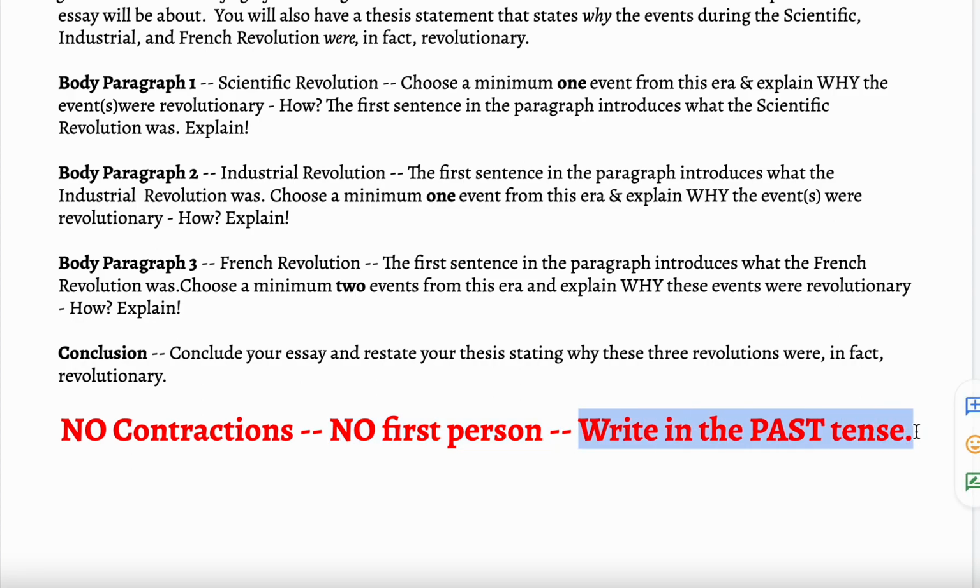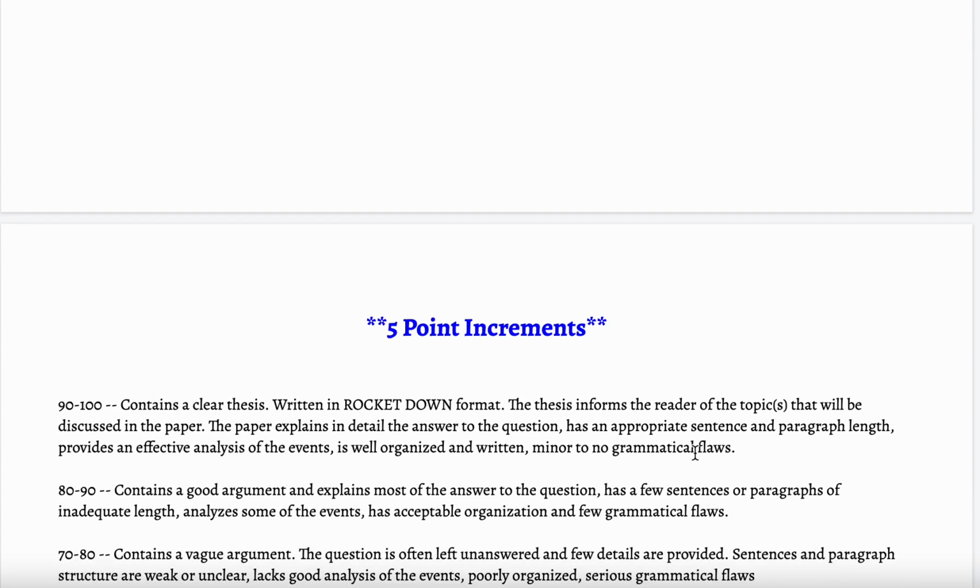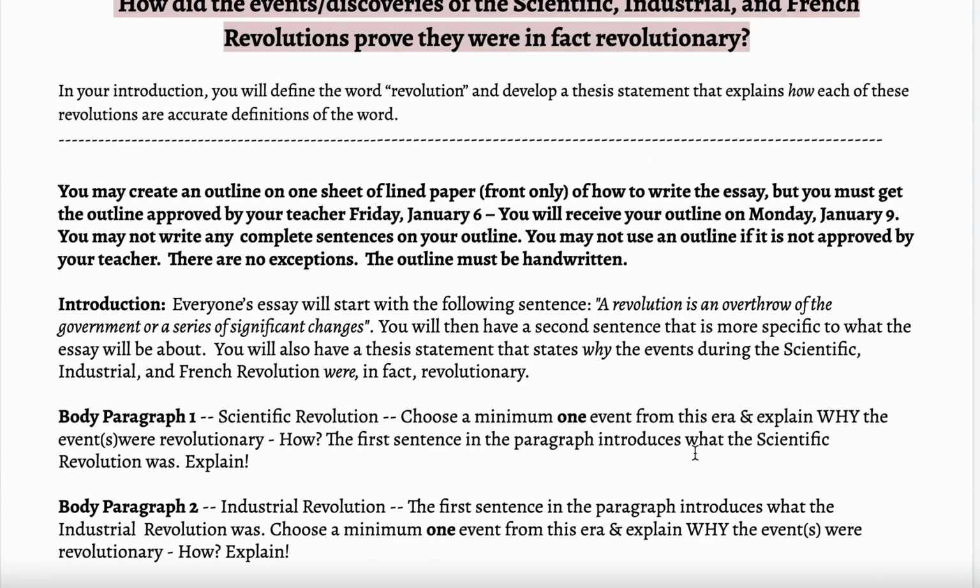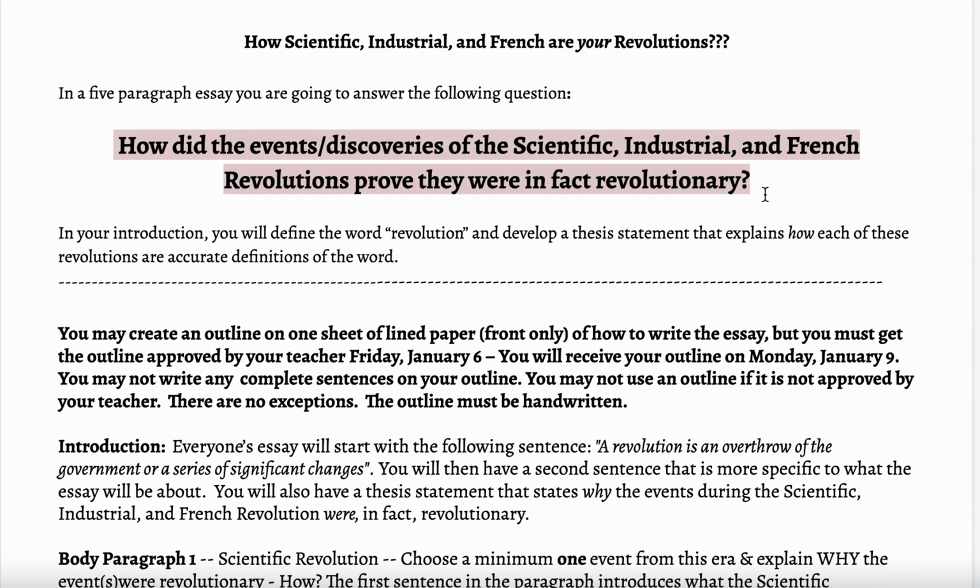This stuff happened. The scientific revolution isn't still happening. They're all dead. The French Revolution is not still going on. They overthrew the government and the king and queen are dead. So it's minus 5 points for any of these things violated. And it's 5-point increments. That's how you write your revolutions essay.